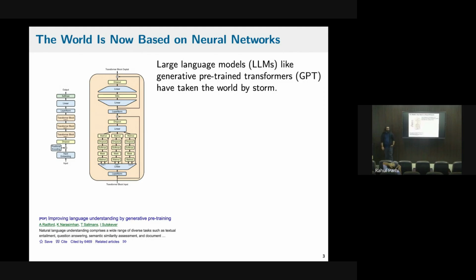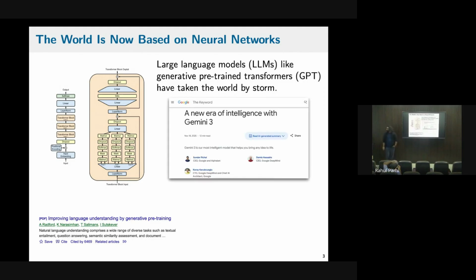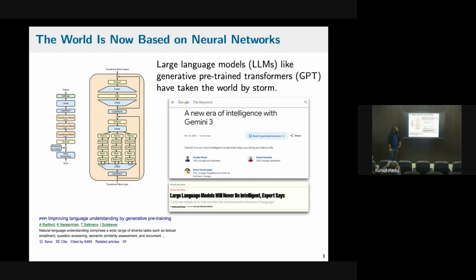So as everyone here probably knows, the world is now based on neural networks. Large language models like GPT have taken the world by storm. Gemini 3 came out a couple months ago and it was beating all of the benchmarks. But at the same time, some people are saying things like, large language models will never actually be intelligent. So, I guess based on that, an important question to ask is, do we even understand why or how neural networks work? Today, we won't talk about large models or language models because we want to prove theorems. But for simple neural network models, we'll see some very sharp results that we can actually derive.